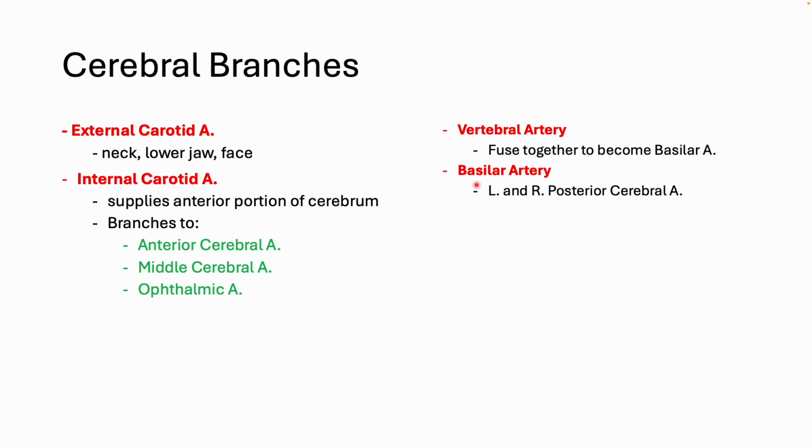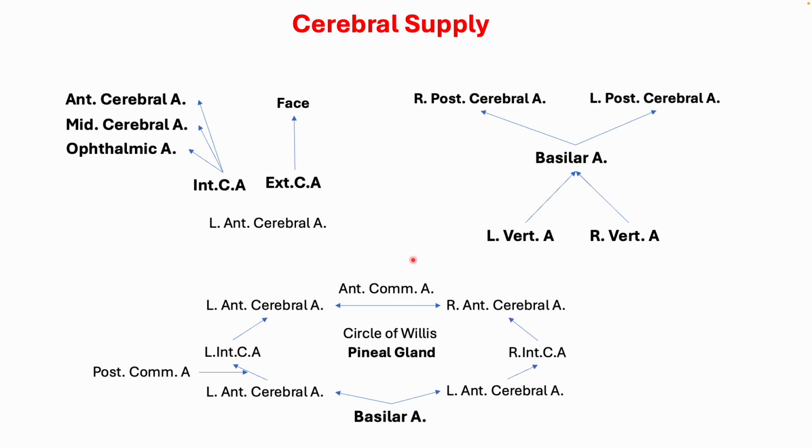Clear? Then the internal carotid arteries, basilar, posterior cerebral arteries, and anterior cerebral arteries form a circle region called the circle of Willis. Right here. That's about it for this video.